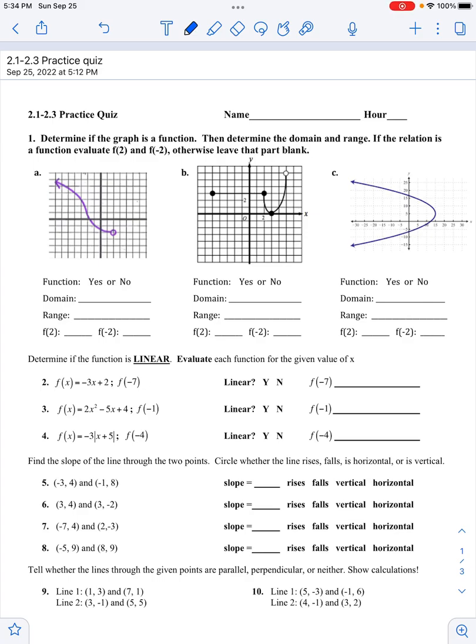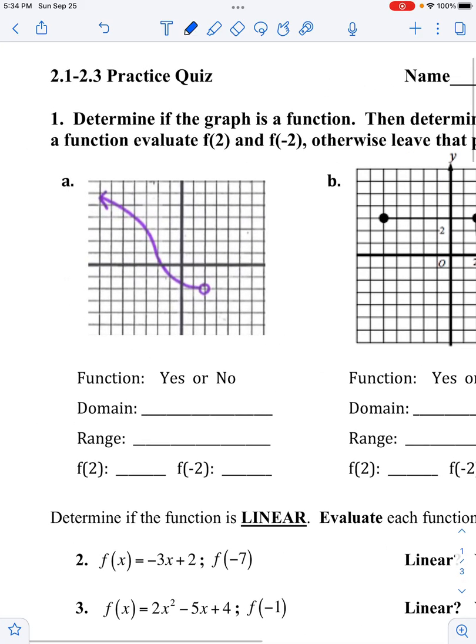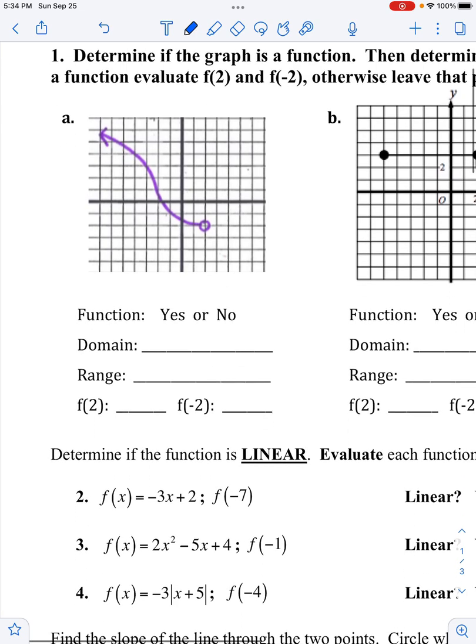Hello, friends. This is our practice quiz, and you are going to be given the choice to use either this practice quiz or your notes on the actual quiz. So I'm just going to go through this and explain it and hopefully help you in case you have any questions.